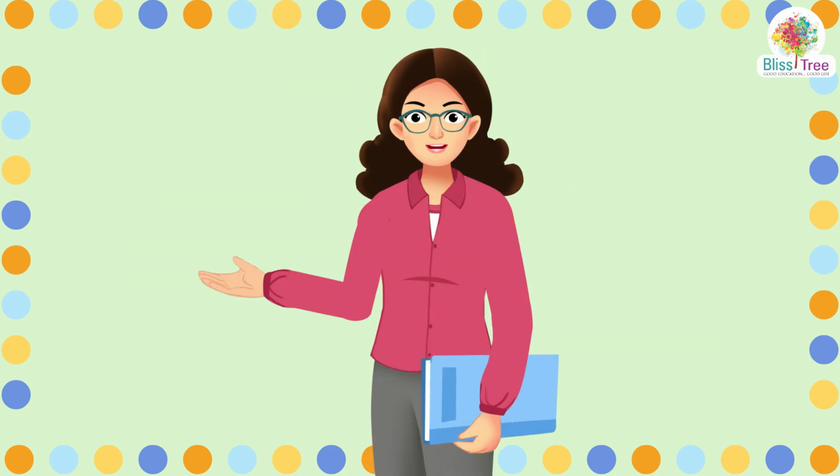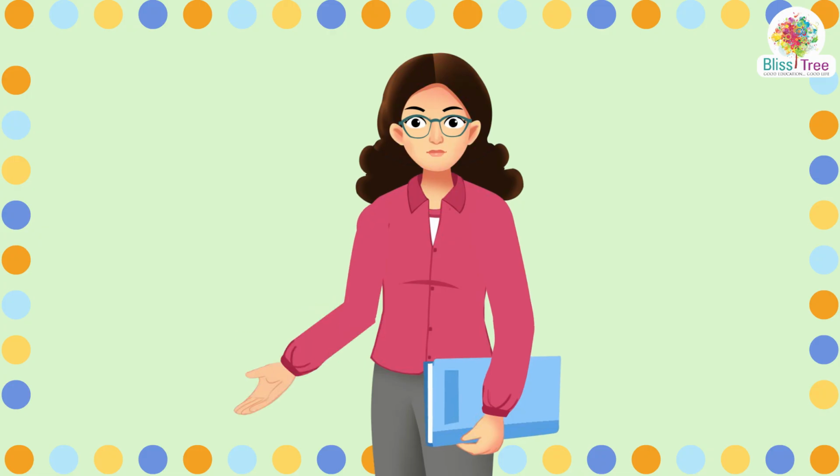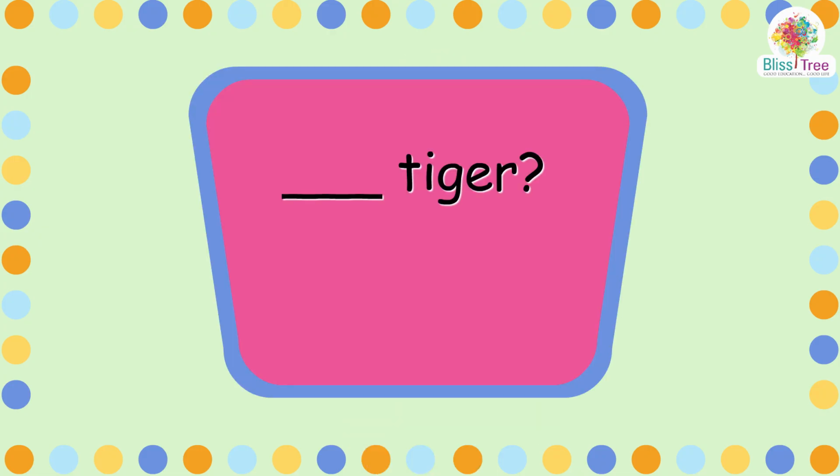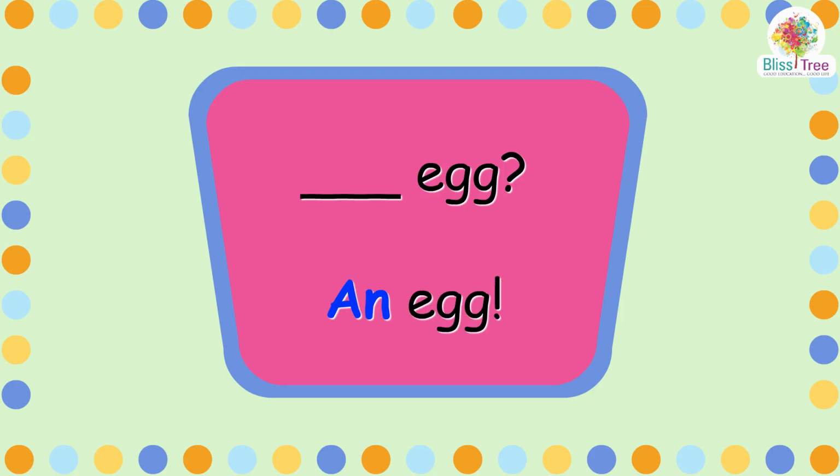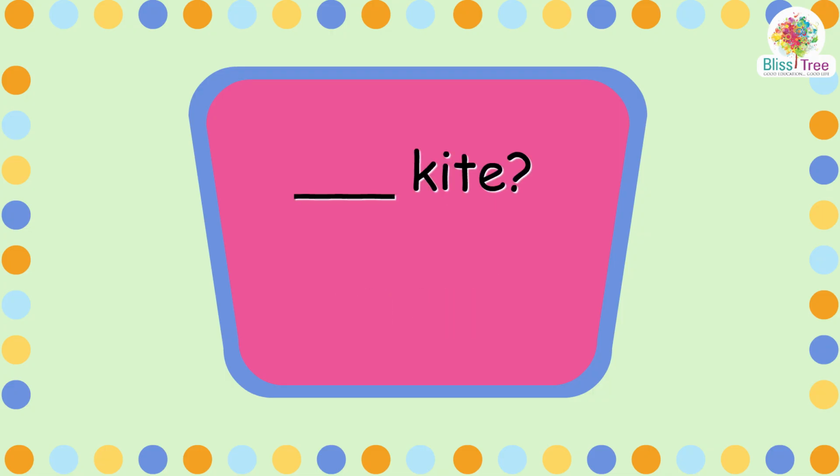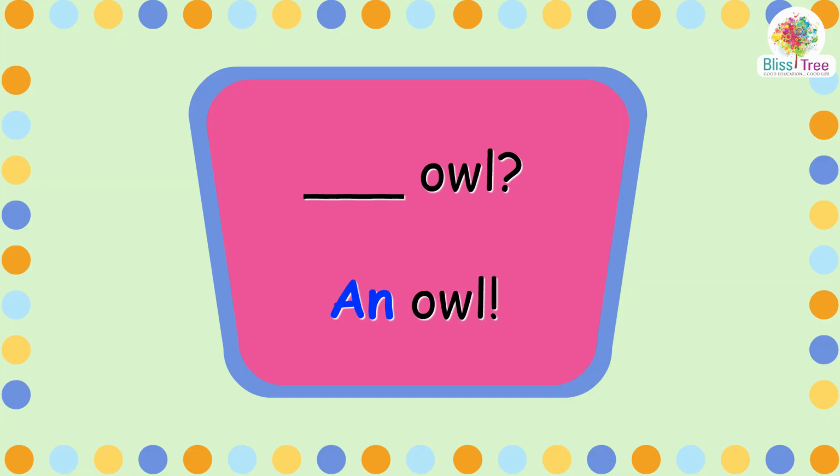Let us play a quick game. I say the word and you say a or an. Tiger, a tiger. Egg, an egg. Kite, a kite. Owl, an owl.